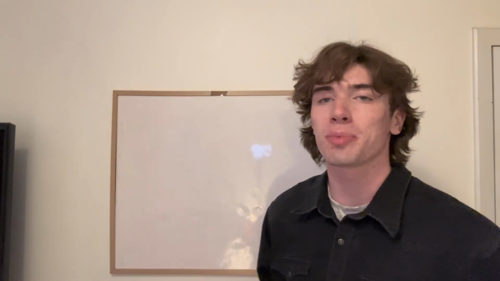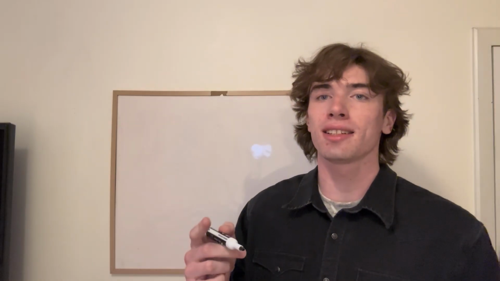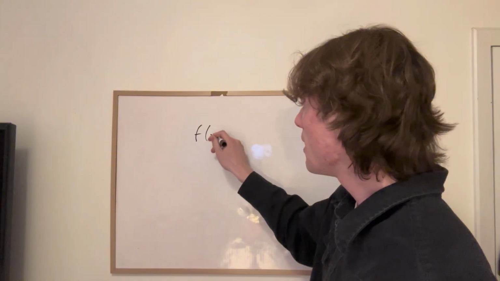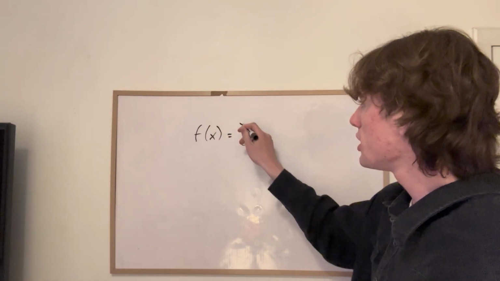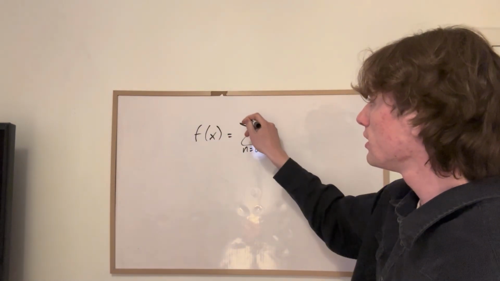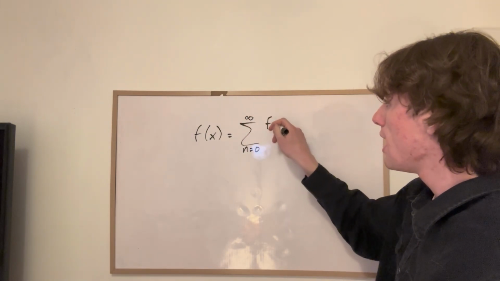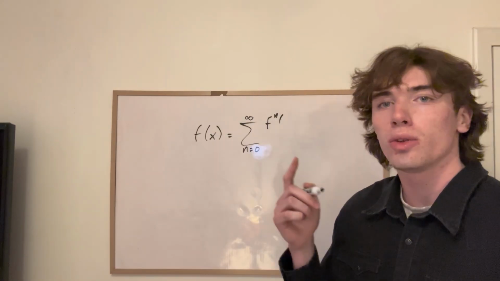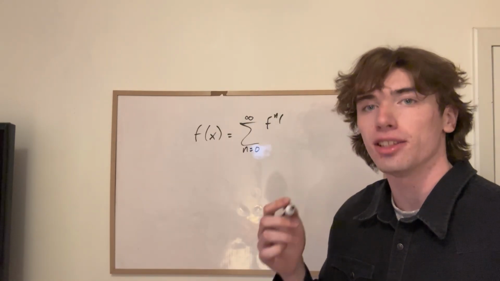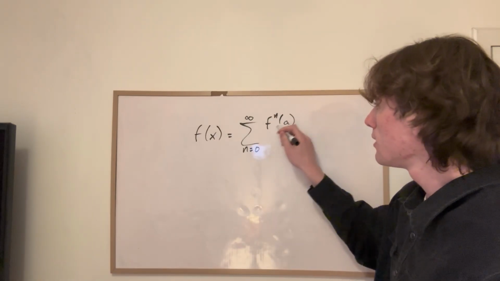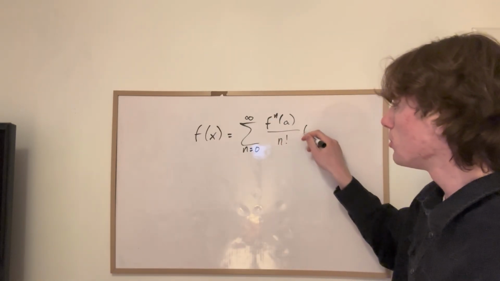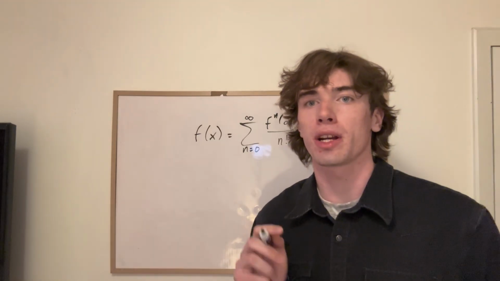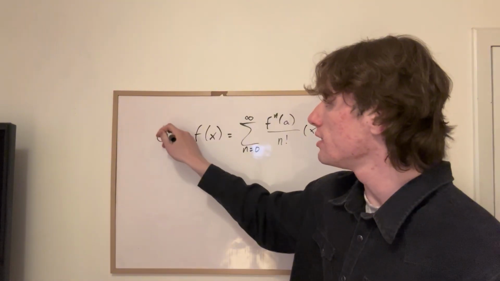The first step to solving this problem is we have to set up e to the x as a Taylor series. So the formula for the Taylor series, f of x is equal to sigma, n equals 0, the index starting from 0, of the nth derivative of f centered at a. So you're going to evaluate all your derivatives at your center a, divided by n factorial multiplied by x minus a to the power of n. And we're going to do this on the function e to the x.